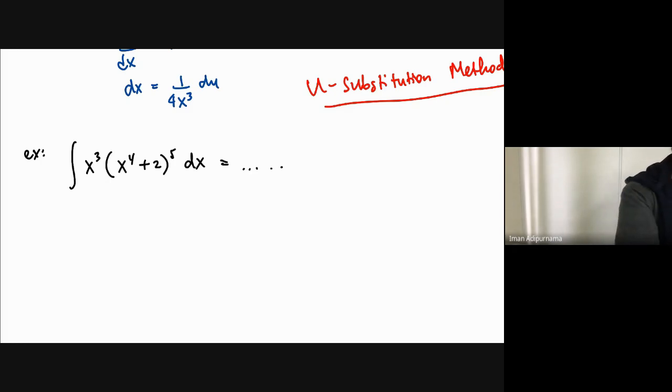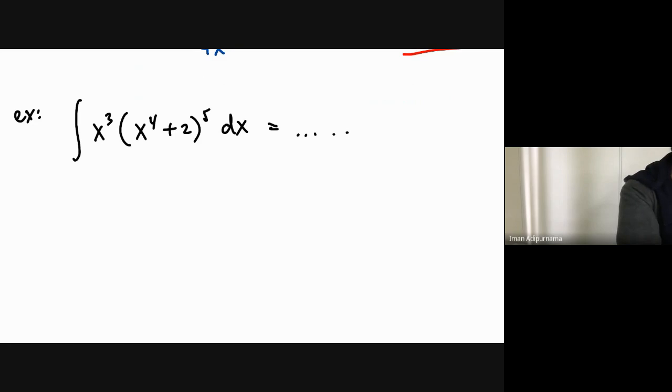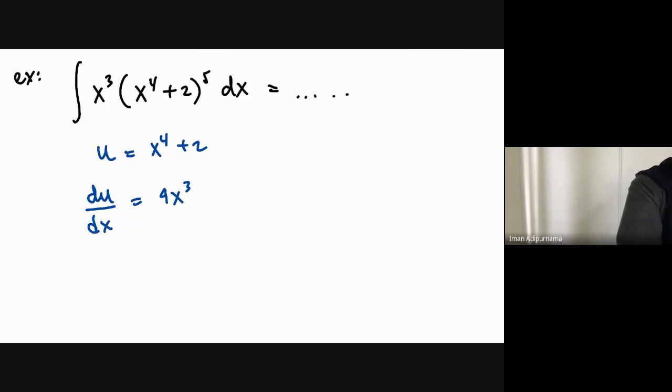Okay, now we have this. I think the idea for u, we can take from x to the power of 4, right? Because if we try to take the derivative, this will result in 4x cubed, and the x cubed we can cancel with the terms from the question.